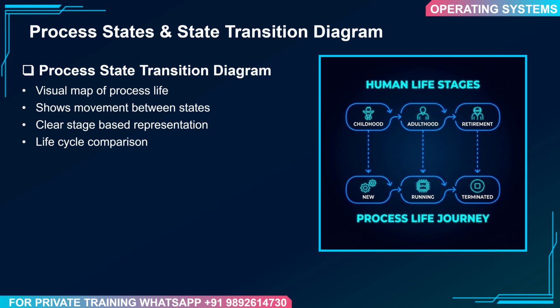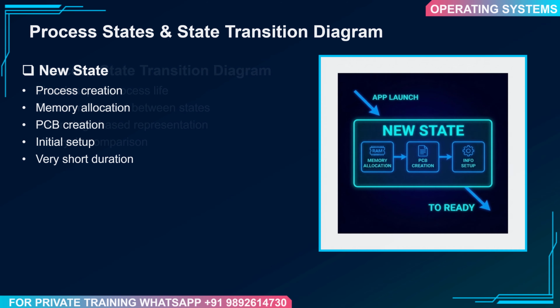Think of the process state transition diagram as a simple map that shows the life journey of a process inside the operating system. Just like a human life has stages such as childhood, adulthood, and retirement, a process also goes through well defined stages. Each stage tells us what the process is currently doing and why it might move to another stage. Let us start from the beginning.